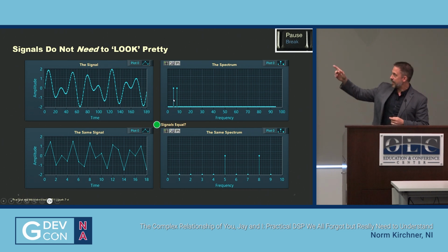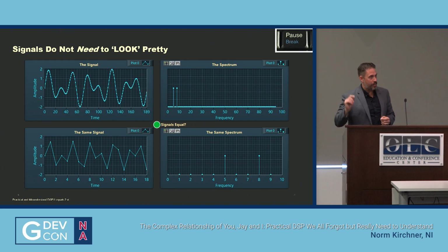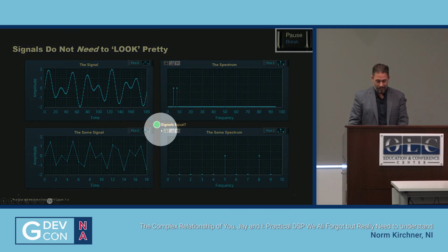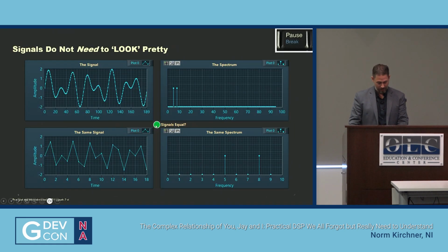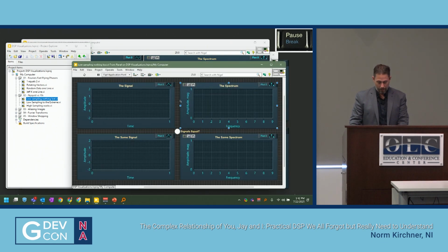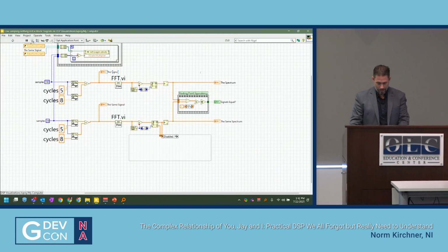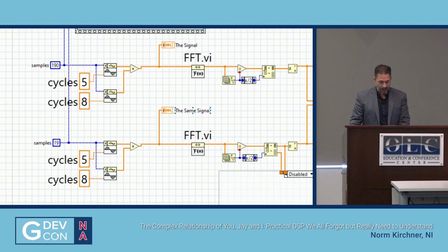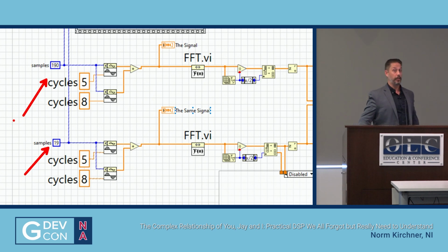But the reality is that both of these at the top and the bottom are the exact same signal, right? I have a little indicator here. Signals equal. It is true. Hold on a second. Let's get back to the LabVIEW diagram. Let's see. Low sample. So here we go. What is my block diagram? I have 5 cycles and 8 cycles. 5 cycles and 8 cycles. One at 19 samples and one 10 times faster, right?